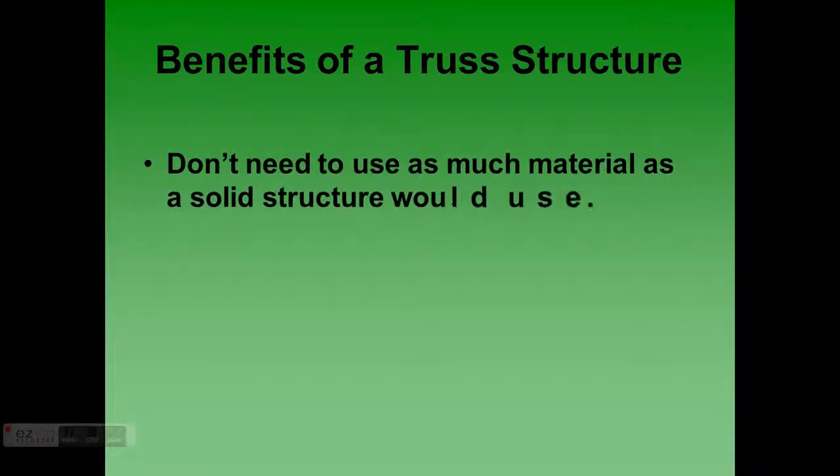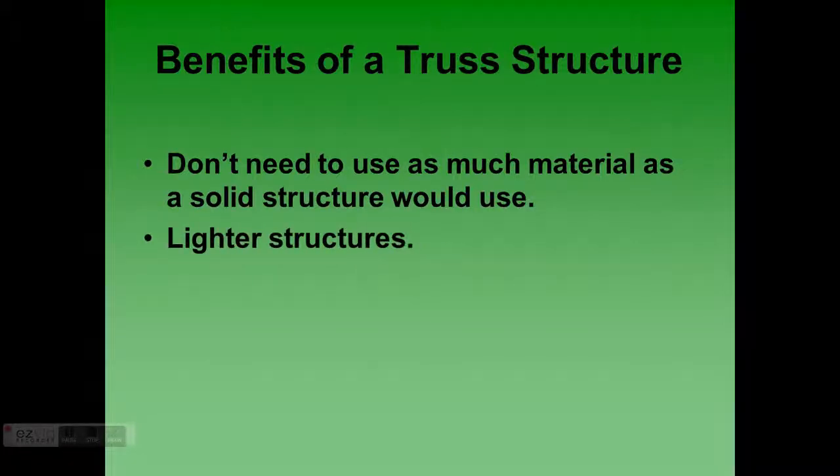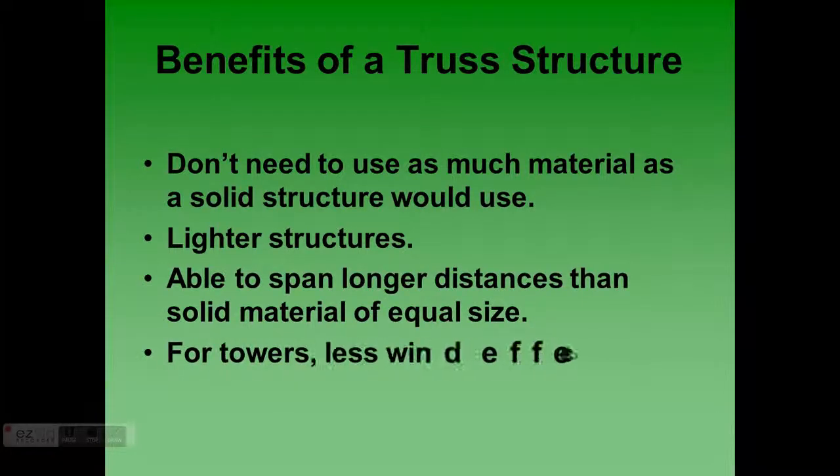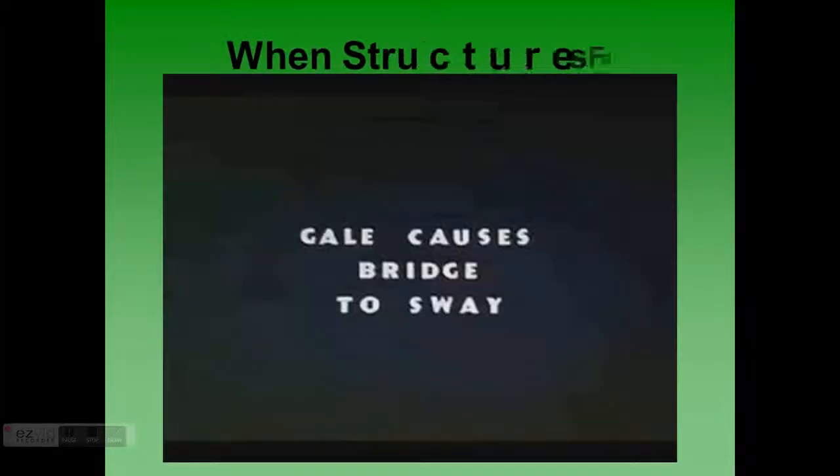Benefits of a truss structure. Well, you don't need to use as much material as a solid structure would use. They can be lighter structures, meaning they do not need to be as massive to be able to even support their own weight. They're able to span longer distances than solid material of equal size. And for towers, there's less wind effect on the structure, because the wind can go through the structure rather than slamming into the side of it.